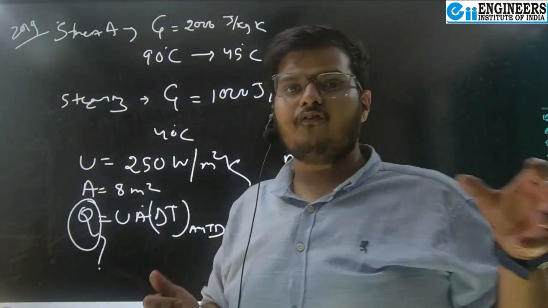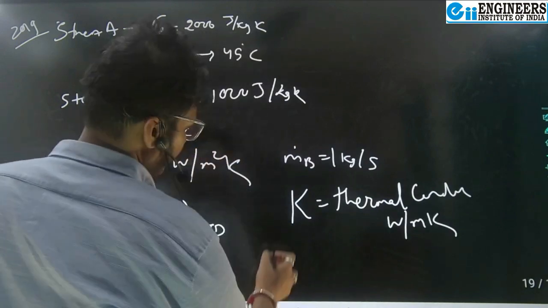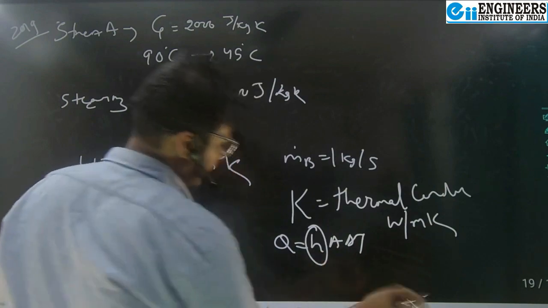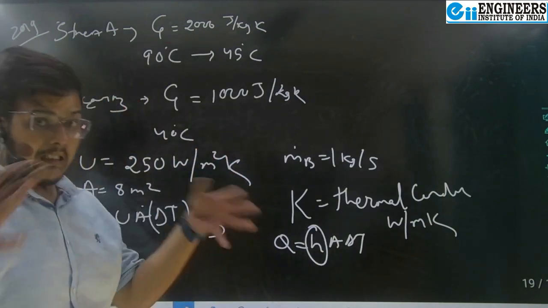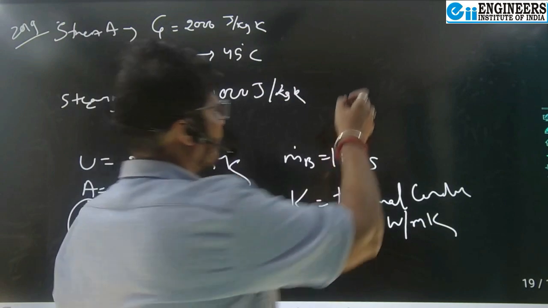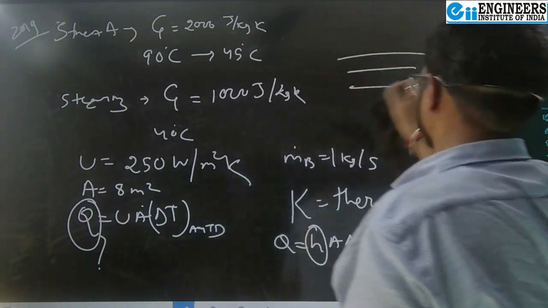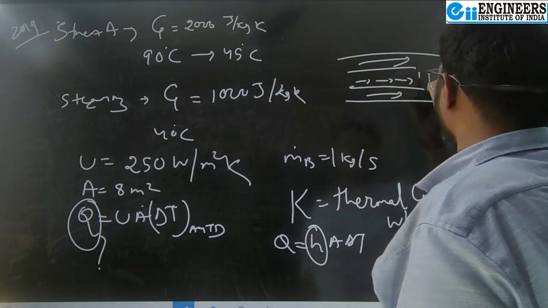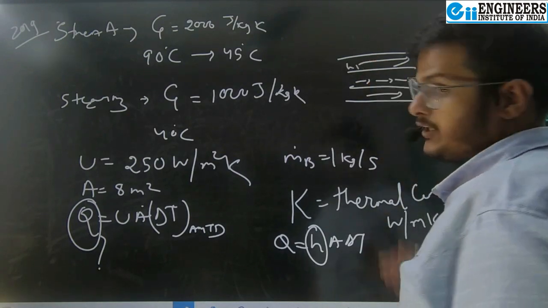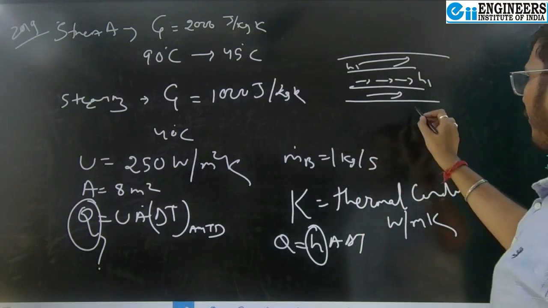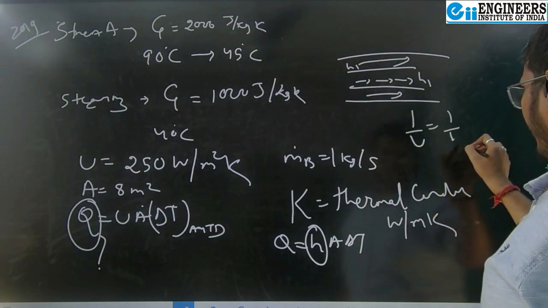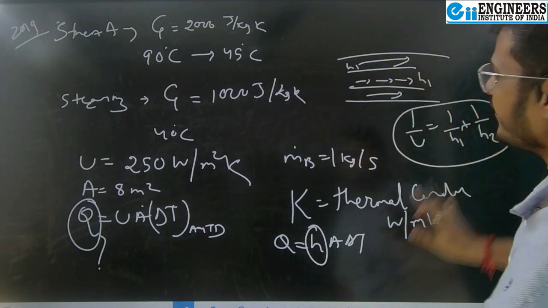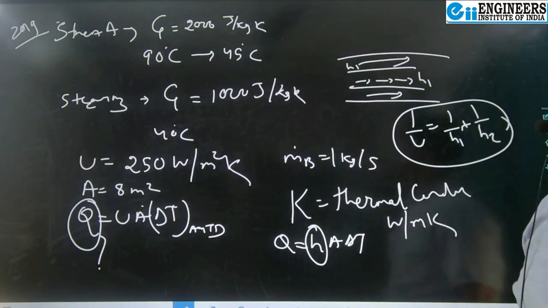Similarly, for a flowing fluid, we know from Newton's law of cooling, Q equals HA delta T. What is H? H is the convective heat transfer coefficient. In the heat exchanger, two different fluids are flowing. Supposing this is a cross section, here one fluid is flowing and here another fluid is flowing. So it will have some H1, and it will have some H2. So for the overall heat transfer coefficient, 1 by U equals 1 by H1 plus 1 by H2. So it sums up the overall convective heat transfer coefficient within the system.